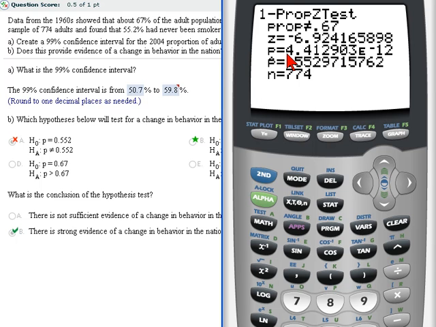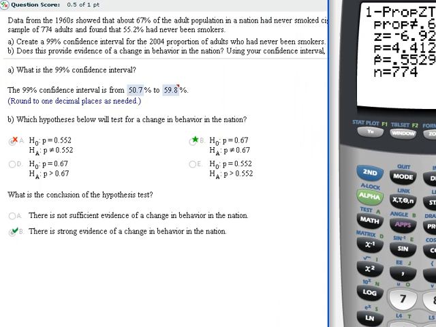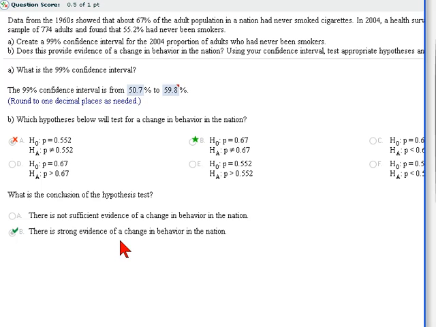So the p-value is the probability that the null hypothesis is true based on your data. And so it's very unlikely that it's true. And so if it's very unlikely that the null hypothesis is true, you reject the null hypothesis in favor of the alternative, which is what you did correctly there. There's strong evidence of a change in behavior. So you can do it with the p-value, or you can say, hey, the null value is not in my confidence interval, so it must be that there is a change in behavior.